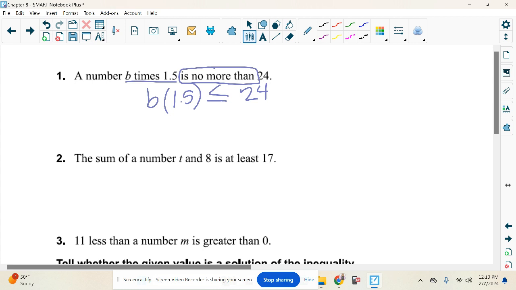All right, number 2 says the sum of a number t and 8 is at least 17. What's your inequality keyword here? Is at least. So I'm going to flip back over to my chart, the chart on the front page, and find greater than or equal to 17. And then my keyword here is sum. What does sum mean to do? Add. What are we adding? t plus 8 is greater than or equal to 17.